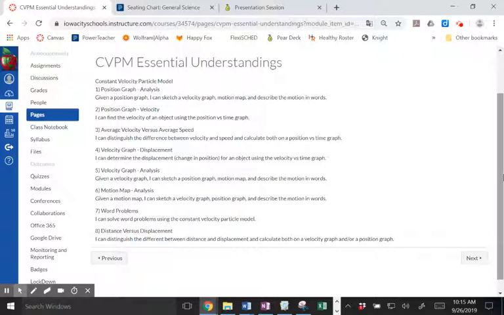Motion map, motion in words. Given a motion map, can you sketch the velocity graph? Position graph, graph motion in words. Word problems. And then this last thing that we're talking about right now, distance versus displacement. Can you distinguish the difference between distance and displacement? Calculate both on a graph? Hopefully.